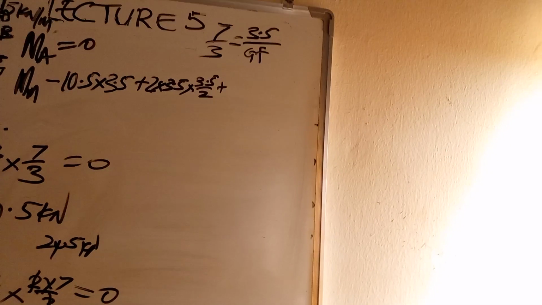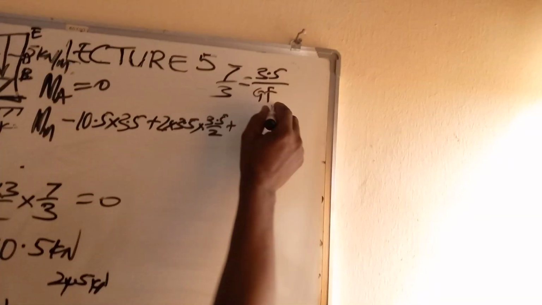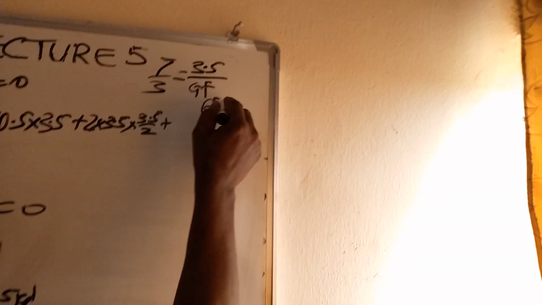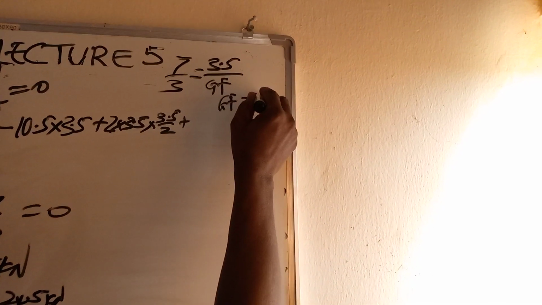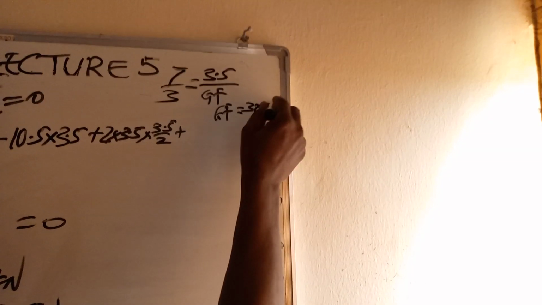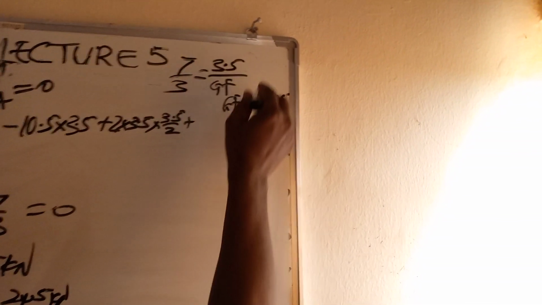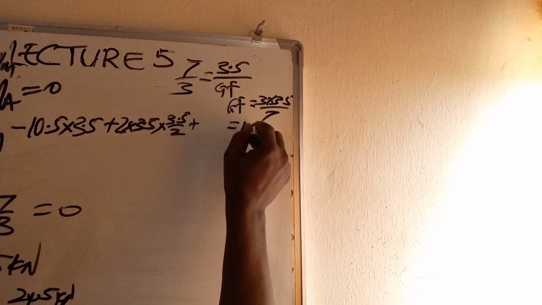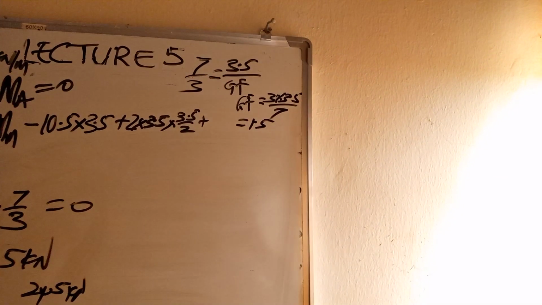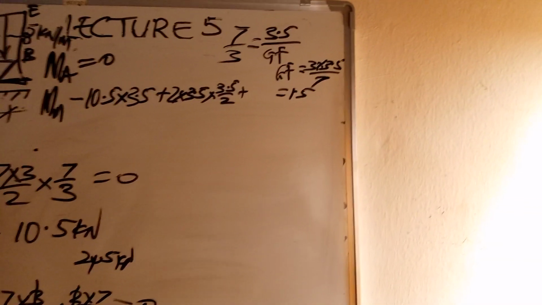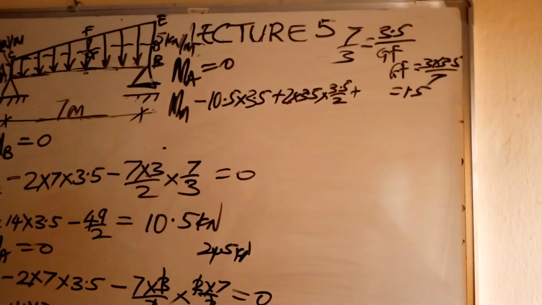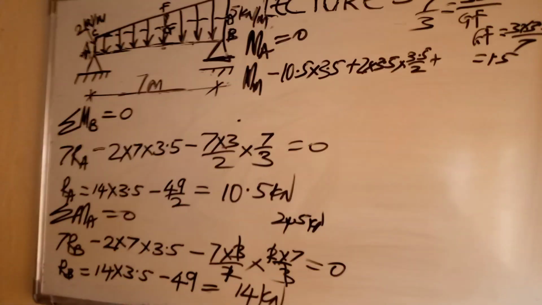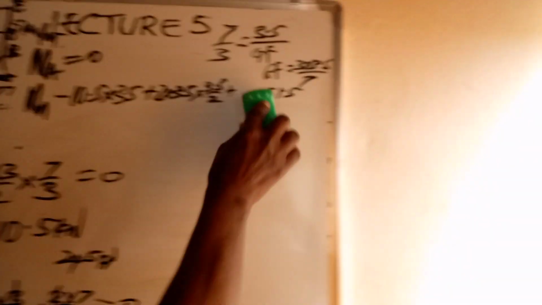So which means GF is equal to 3 times 3.5 over 7. That is equal to 1.5. 3.5 divided by 7 is 0.5, times 3 is 1.5. So GF is 1.5. With that, the ordinate at the middle is 1.5.